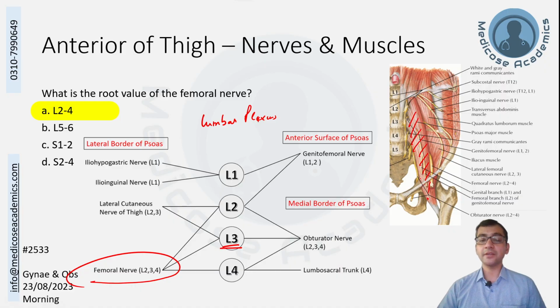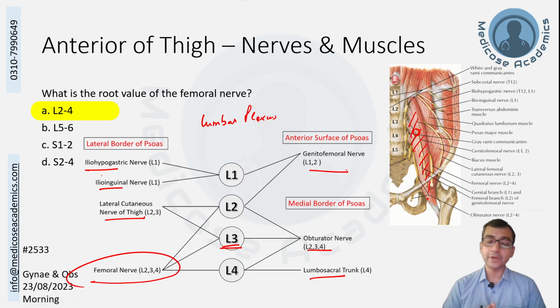Another question is regarding which of the nerves of the lumbar plexus exit from which of the surfaces of that muscle. From the lateral aspect, you can see that it gives rise to the iliohypogastric, ilioinguinal and lateral cutaneous nerves. On the medial aspect, it gives rise to the obturator nerve and lumbosacral trunk. On the anterior aspect, it gives rise to the genitofemoral nerve.